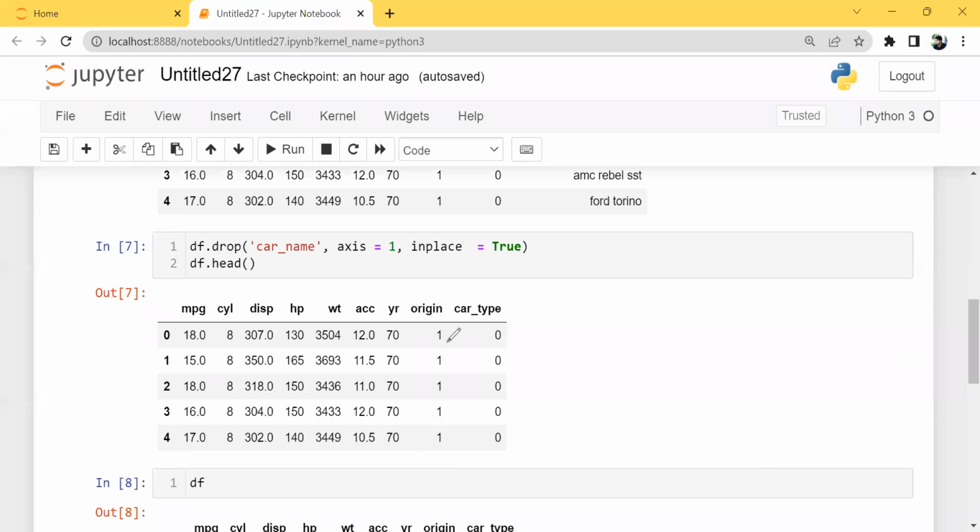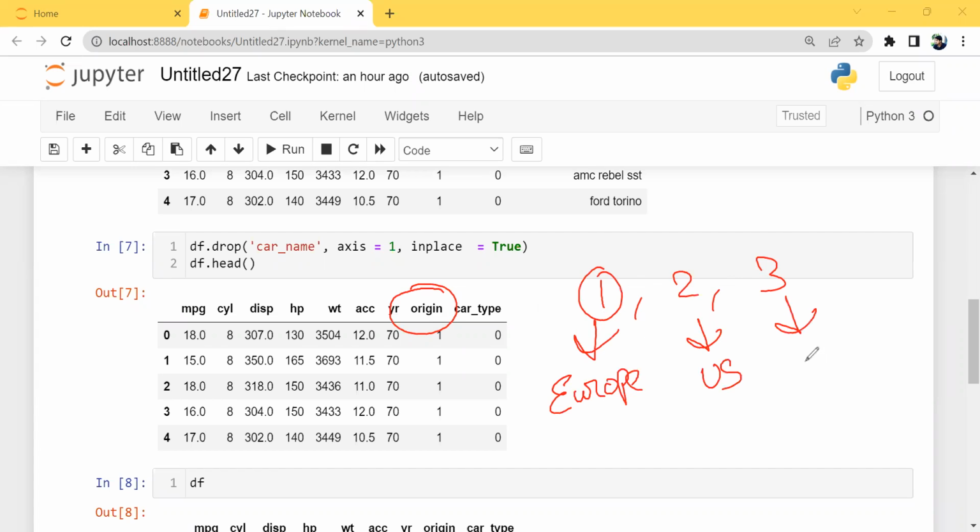See, this particular column, that is the origin, has the values 1, 2 and 3. These are actually not numerical values. These are labels, right? So 1 represents something like, let's say, Europe, 2 represents, let's say, US, and 3 represents, let's say, Asia. So these are just labels. It is not the case that 1 is less than 2 is less than 3. That is false here.